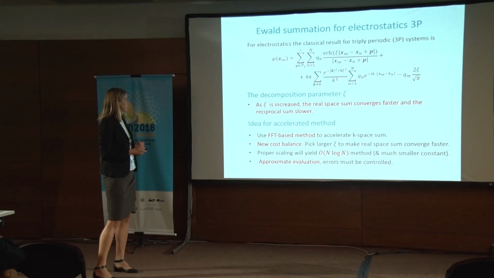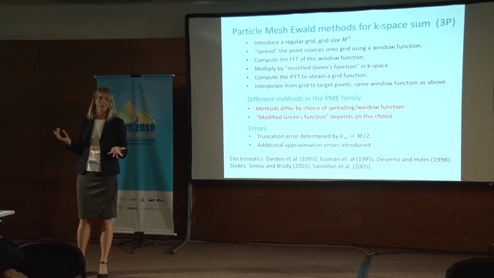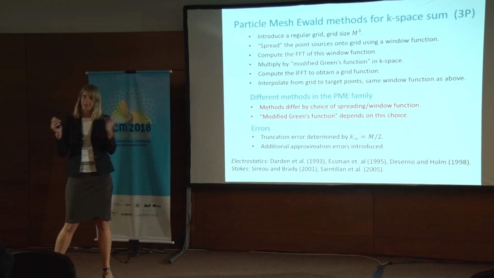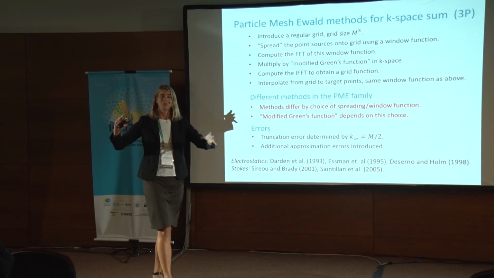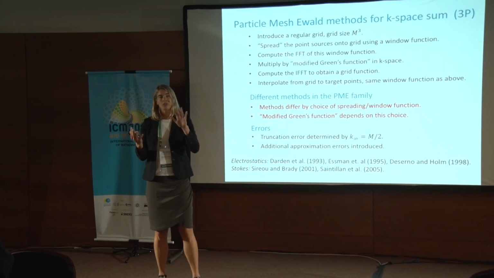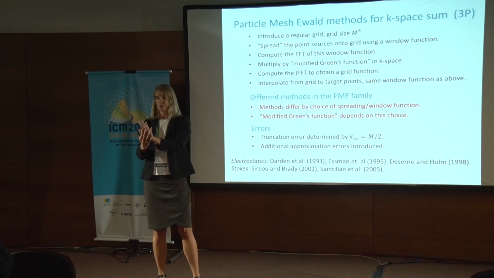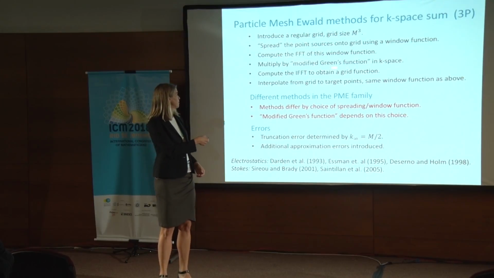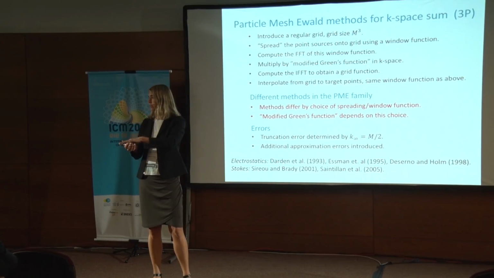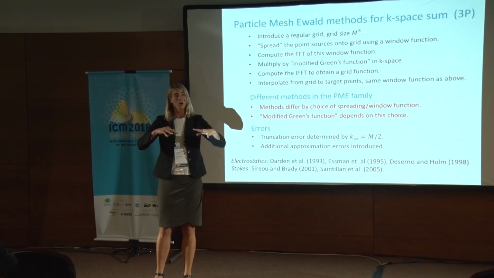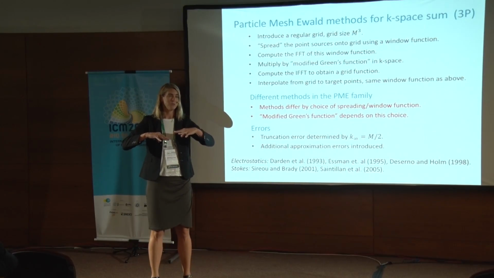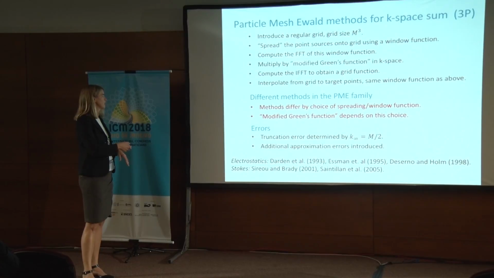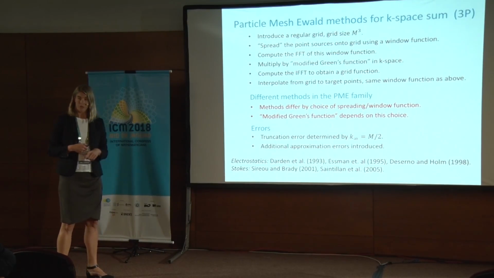Our method is part of the family of particle mesh Ewald methods. Sometimes one uses that name just to mean a specific method, but I mean just the structure of the method. It's a very simple method in structure. Basically, you have a number of point charges. You take some interpolation or window function and you interpolate them onto a grid. Then you take an FFT to go to Fourier space. You apply a scaling, which I call here a modified Green's function. You do an inverse FFT to go back to the grid, and then you use the same interpolation window to interpolate from the grid to the evaluation points, which might not be at grid locations. The methods all differ by the choice of this spreading or window function, and the modified Green's function depends on this choice.